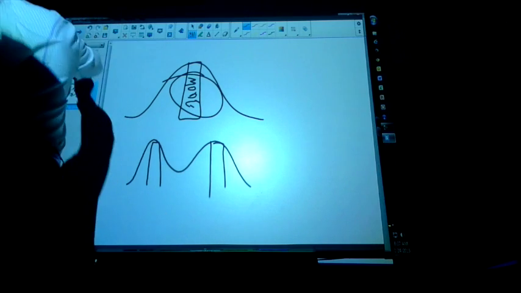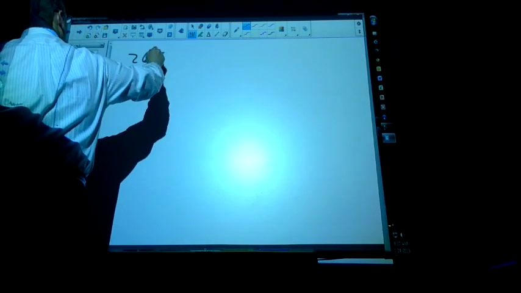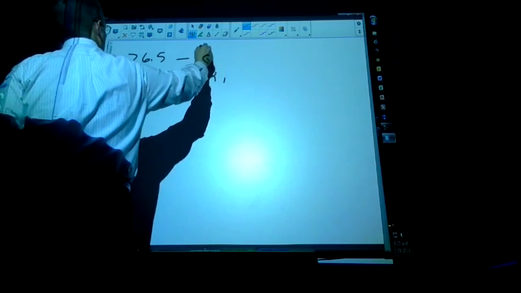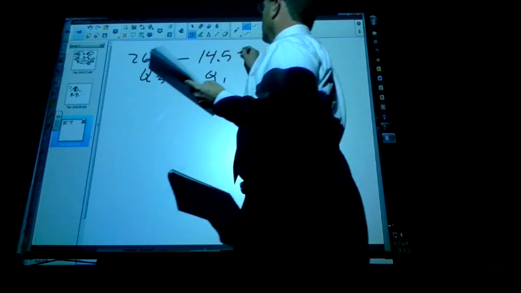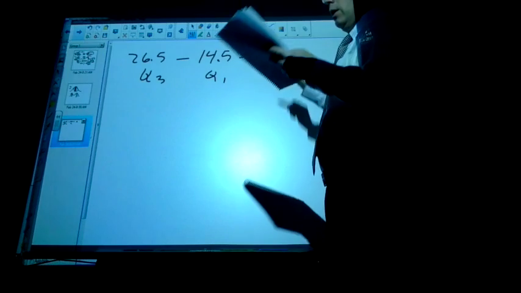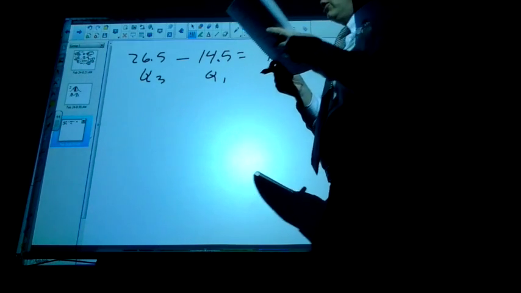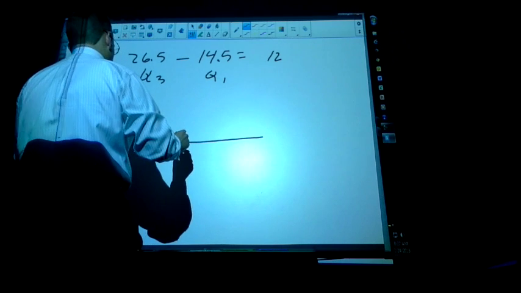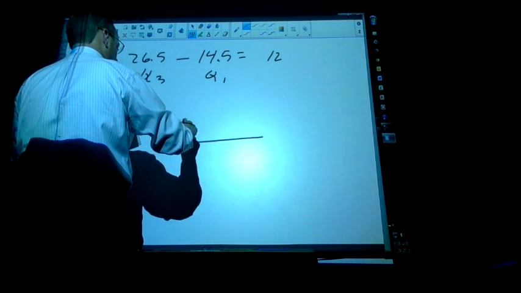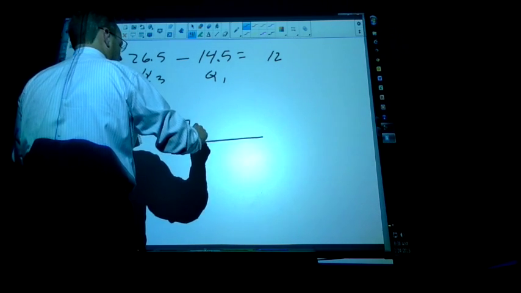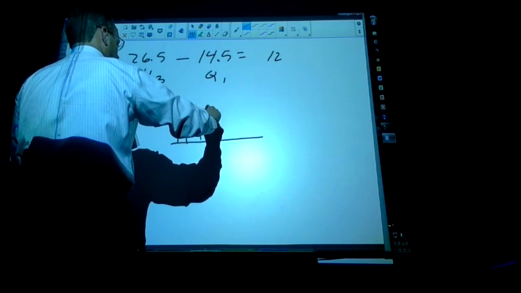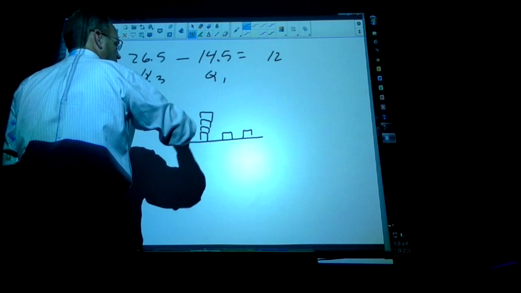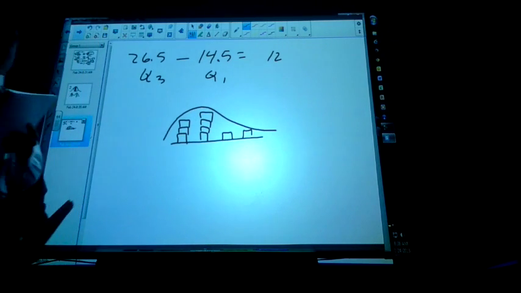41 minus 10. The IQR, you want to find that? 26.5. That's Q3 minus what? 14.5. What's that give me? 12? And then the shape of the distribution. So if you made that shape this way, if I drew this, what does it look like?